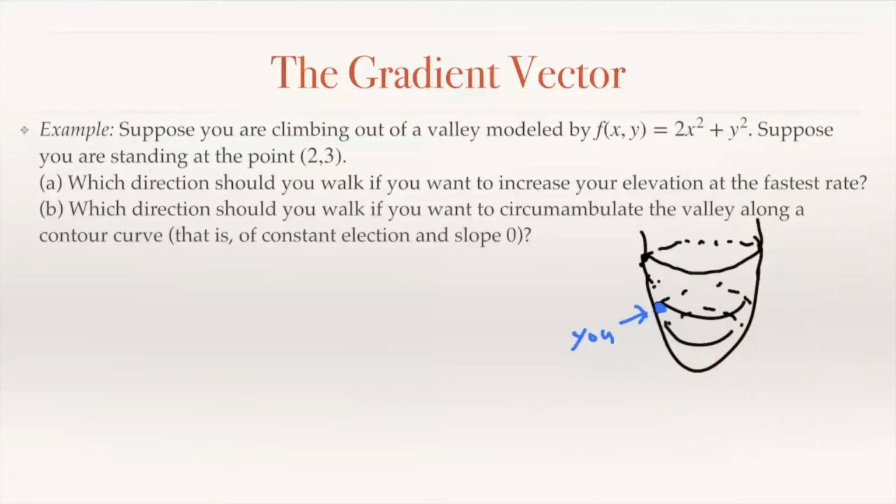We have this paraboloid, and you're standing at a point. In which direction should you walk if you want to increase your elevation at the fastest rate? Should you walk this way? No. Walking that way, you'll stay at constant elevation. Should you walk this way? Nope, it doesn't look a bit like the steepest direction. The steepest direction looks like it would be in this direction. And what direction is that exactly? Well, that is the gradient. The gradient is the direction of steepest slope.